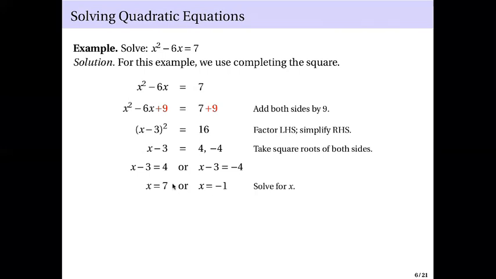Okay, so we have these two solutions for the equation x squared minus 6x equals 7. Okay? Question?